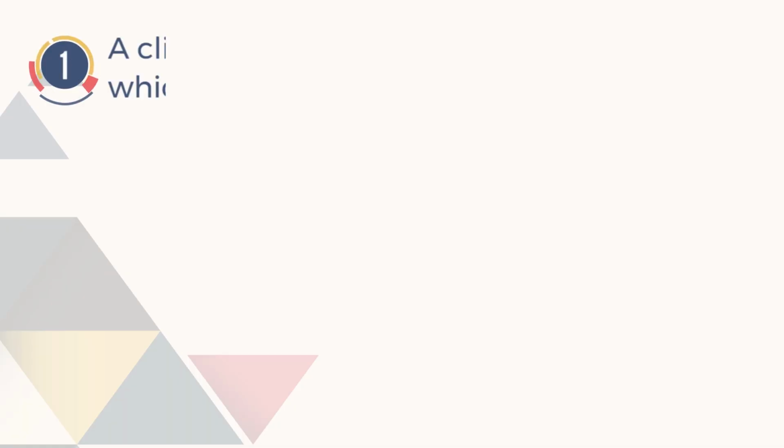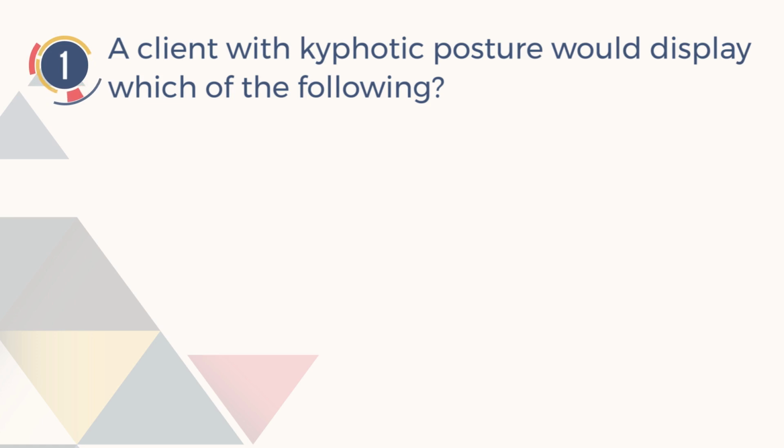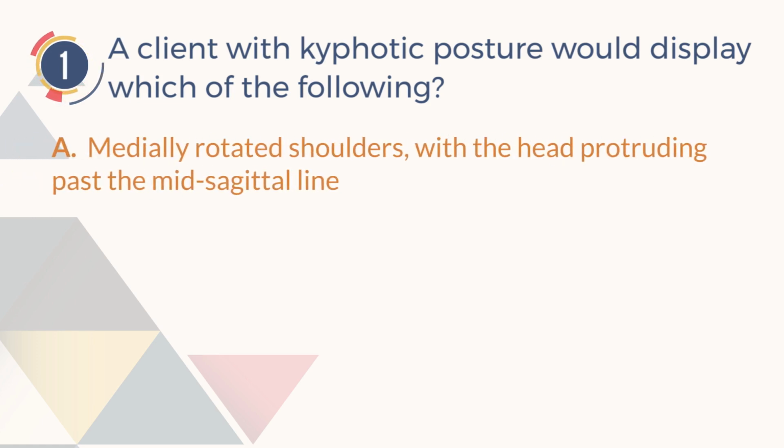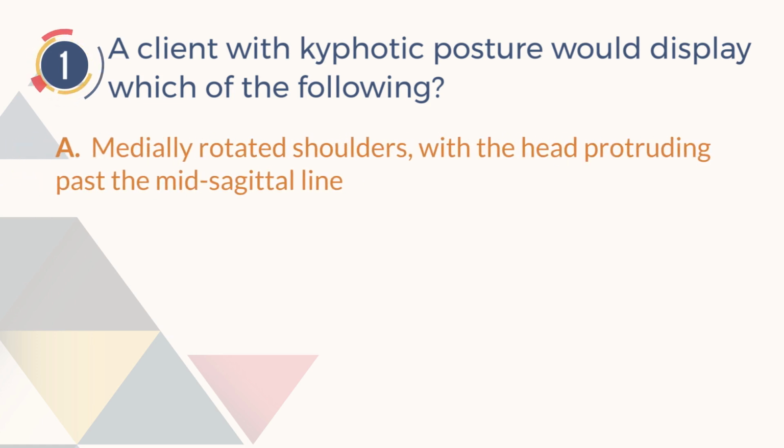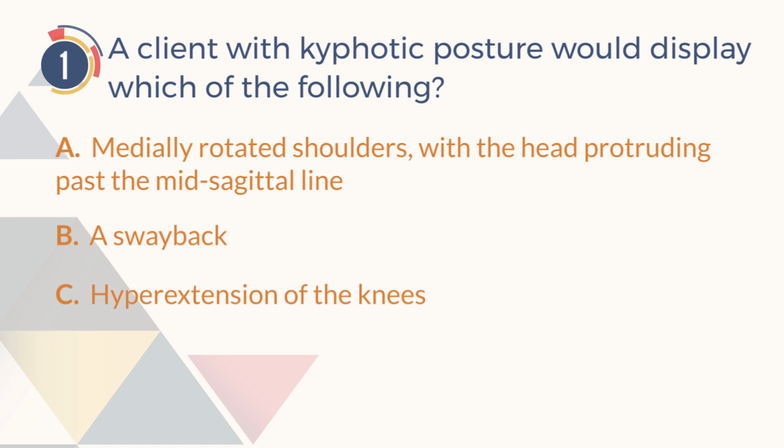Number 1. A client with kyphotic posture would display which of the following? A. Medially rotated shoulders, with the head protruding past the mid-sagittal line. B. A swayback. C. Hyperextension of the knees. D. Drop foot. The answer is A. Medially rotated shoulders, with the head protruding past the mid-sagittal line.